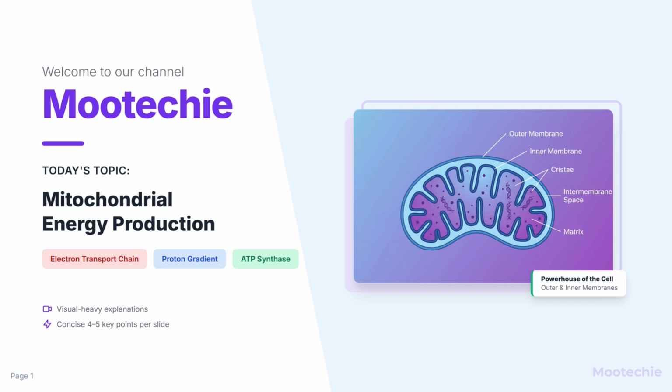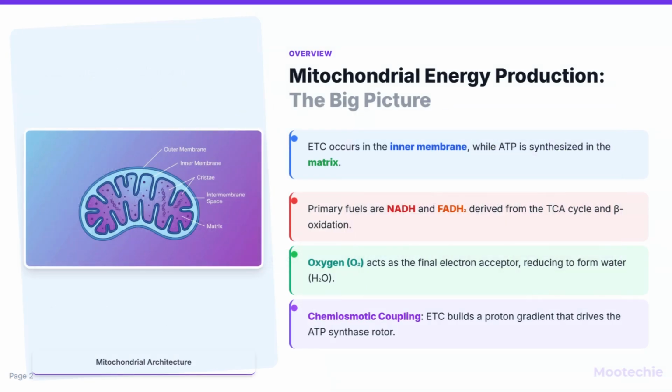We also see a detailed diagram of a mitochondrion. It illustrates the outer membrane, the inner membrane which has folds called cristae, the intermembrane space between them, and the innermost matrix. This structure is famously known as the powerhouse of the cell, and the image clearly highlights its outer and inner membranes.